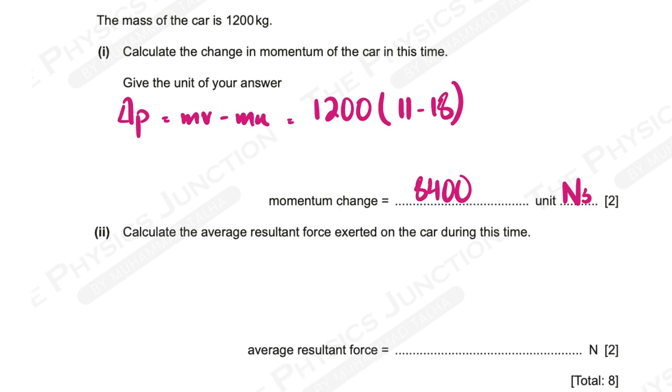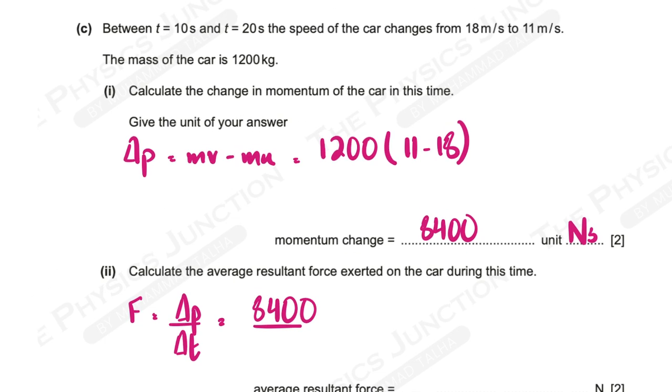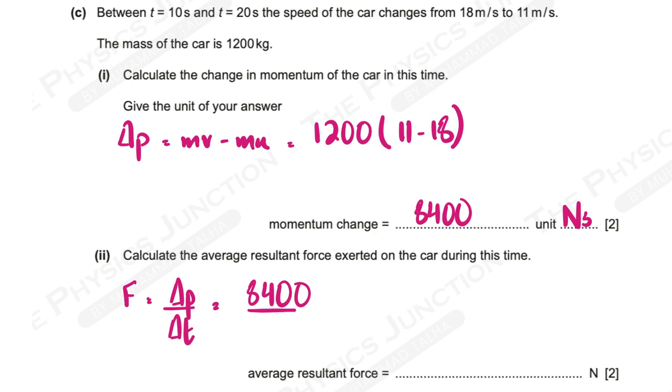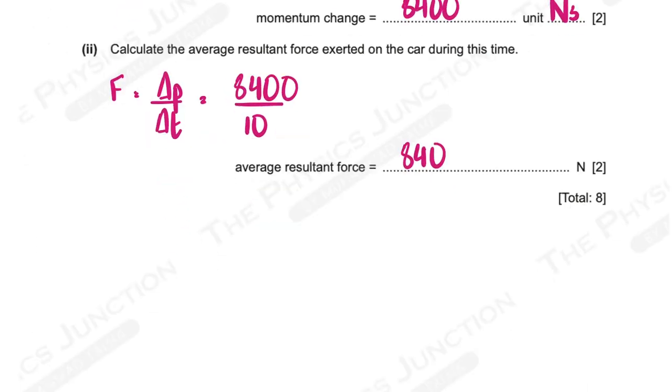Calculate the average resultant force exerted on the car during this time. So you just found the change in momentum. You can just use the definition of force, which is change in momentum over time: 8400, and this happened during a time of 10 to 20. So 20 minus 10 is 10 seconds, which is going to be 840 newtons. Again, the unit is written for me. Let's go on to the next question.